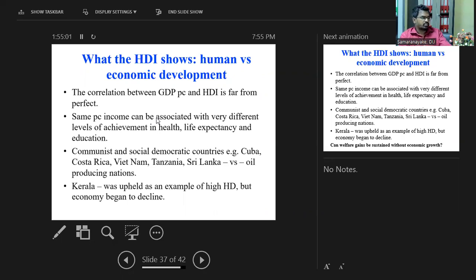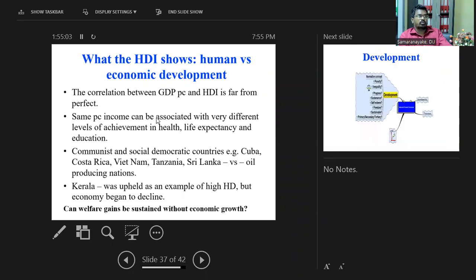Okay. So finally, there's a question: can welfare gains be sustained without economic growth? We can raise this question with this discussion. So economic growth is not always a critical success factor of welfare gains, because we see human development index is good for countries who are not very good in economic growth. It's really curious to observe.